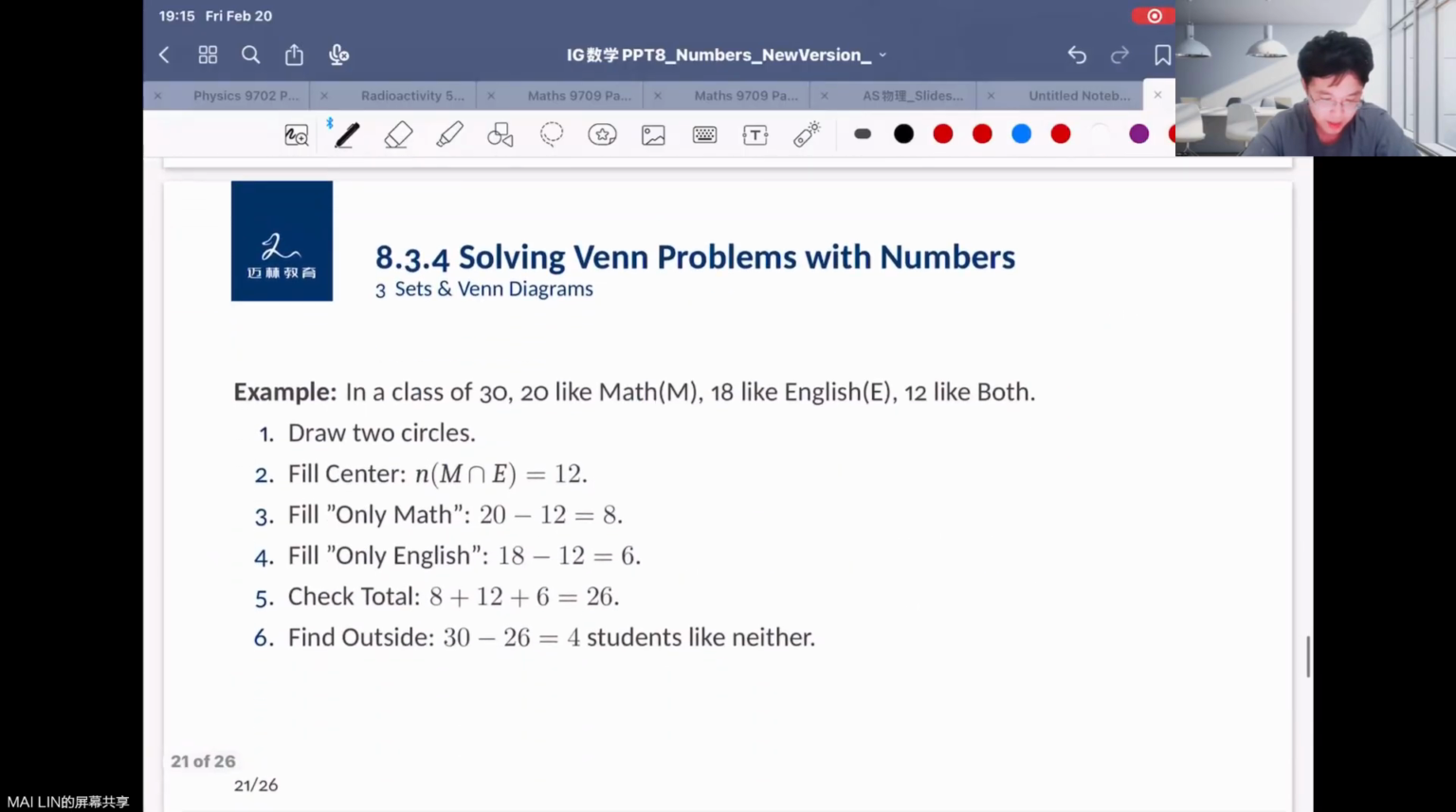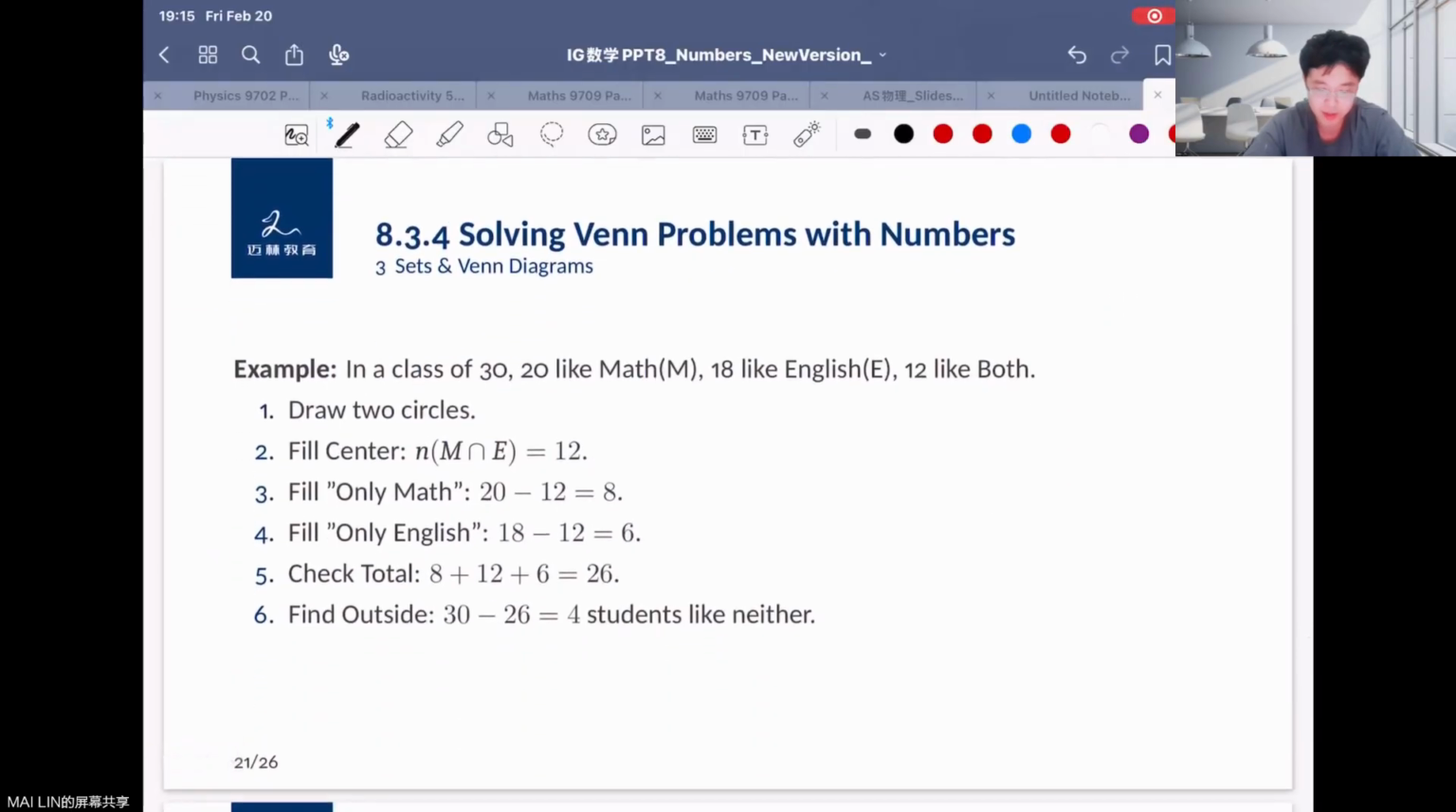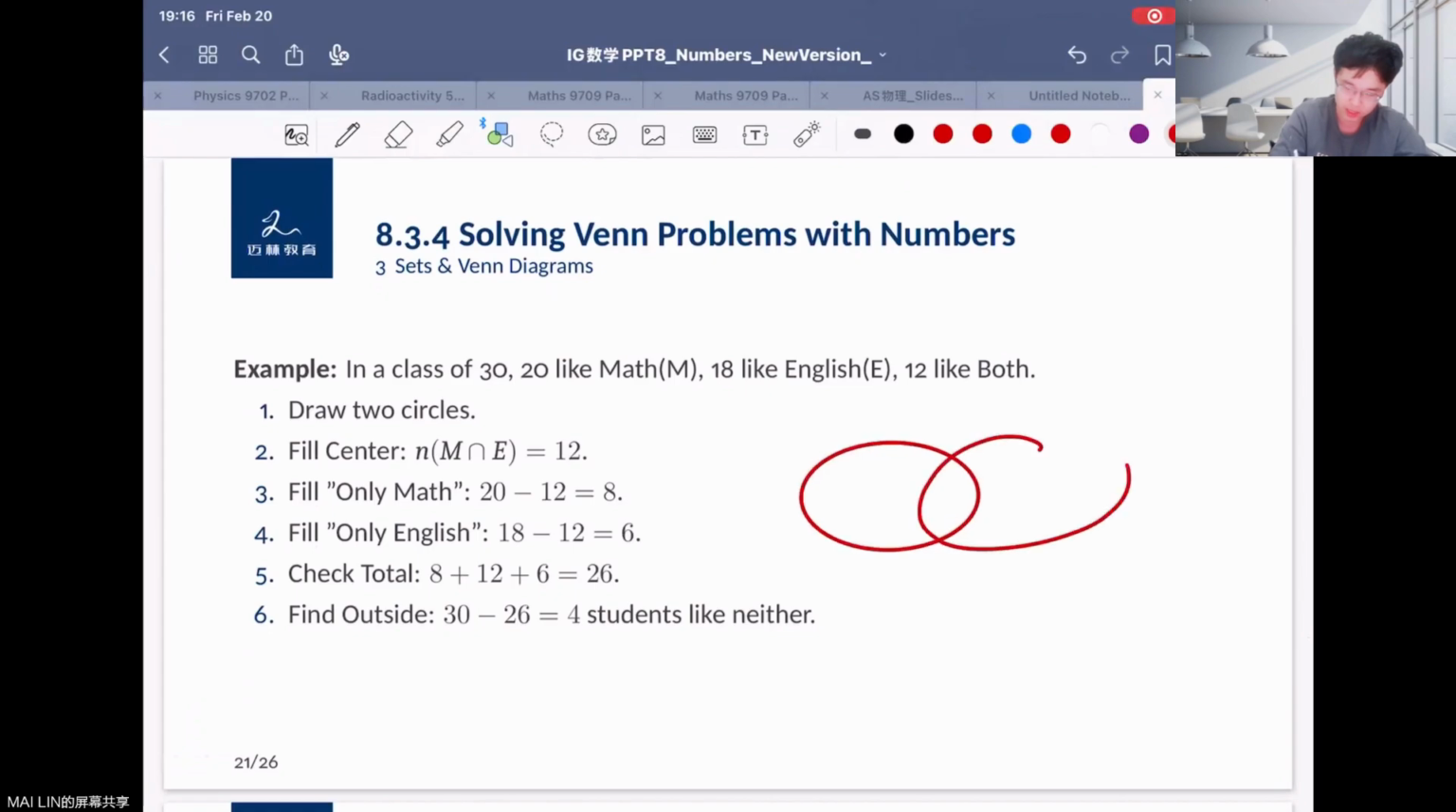Okay. So here are some problems with numbers. I hope you can understand. Like here, if a class of 30 students, 20 like math, 18 like English and 12 like both, you can first draw the circles like this way. Okay, 20 and 18, and here's 12 like both, right?